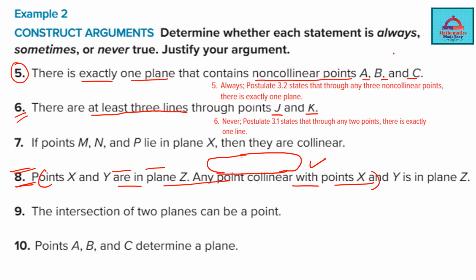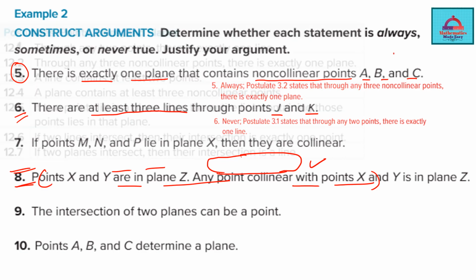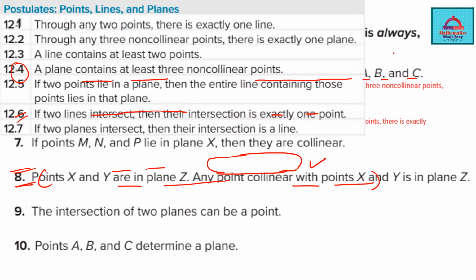I will first read the statement. The statement is: if points M, N and P lie in the plane X, then they are collinear. Let's see which postulate helps us. For question number 7, the postulate which is helping us to solve is that a plane contains at least 3 non-collinear points. So when you are given a plane, it will have at least, which means minimum, 3 non-collinear points. 3 non-collinear means not lying on the same line.